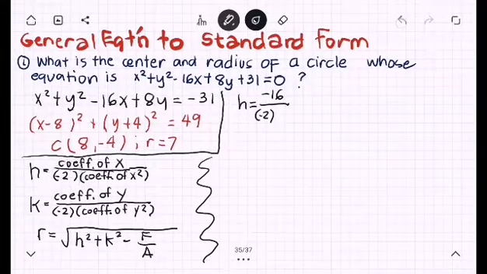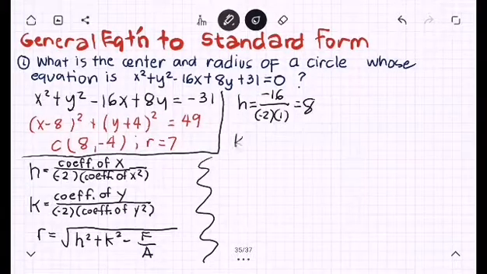Ito yon, times coefficient of x square. So, hanapin natin dito ano yung coefficient ng x square. So, ito yon. So, ang coefficient niya is 1. So, simplify natin. So, we have negative 16 divided by, ang negative 2 times 1 is negative 2. So, negative 16 divided by negative 2, the answer is positive 8. So, ito na yung value ng h, or ito na yung magiging x-coordinate natin.